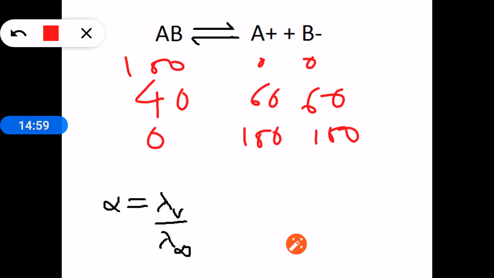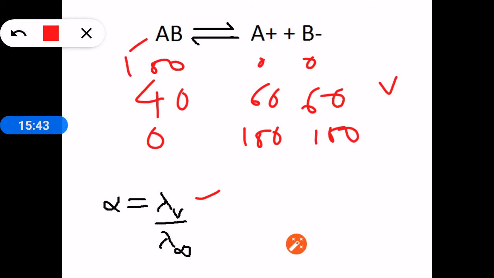So the number of molecules dissociated is proportional to lambda V, because only dissociated molecules will give rise to conductance. Undissociated molecules will not give rise to conductance because those are not charged species. Only charged species will conduct electricity, and they move towards cathode and anode. Cations move towards the cathode and anions move towards the anode. So the number of molecules dissociated is proportional to the conductance value at particular dilution V, because the more molecules dissociated, the more the conductance at that dilution.